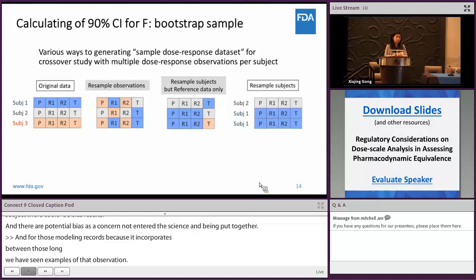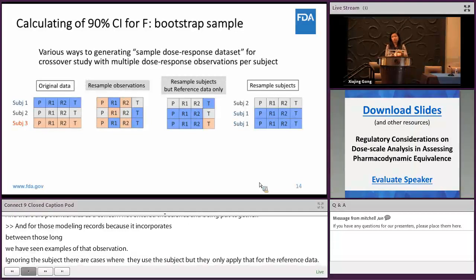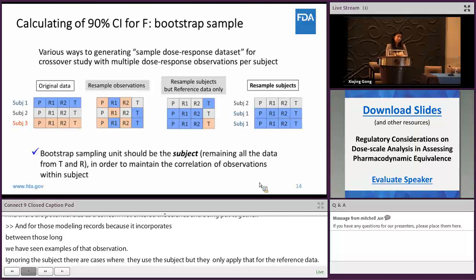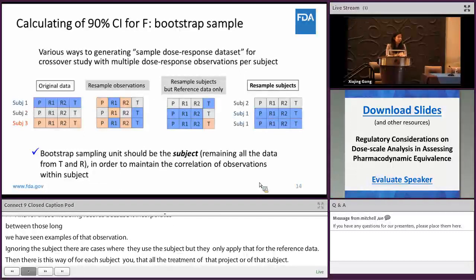Then there's this way of implementation to resample the subject. So for each subject that becomes the sample, all the original data from all the treatment arms of that subject is retained. So this last one, we recommend this last implementation method as it uses the subject as the bootstrap sampling unit, where we retain all the data from the T and R for that specific subject. By doing that, we will maintain the correlation of the observations within the subject.